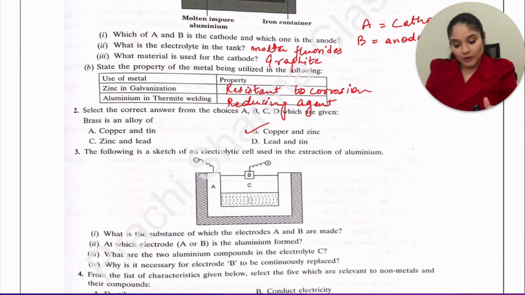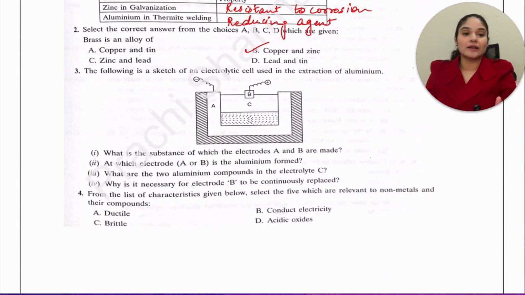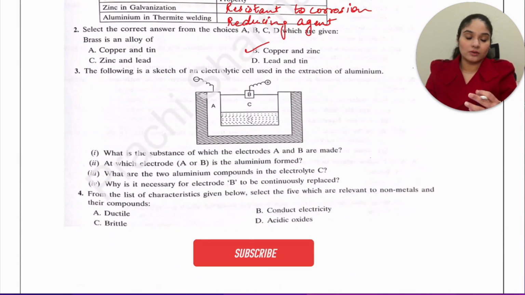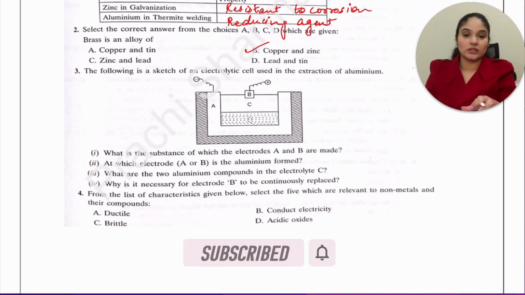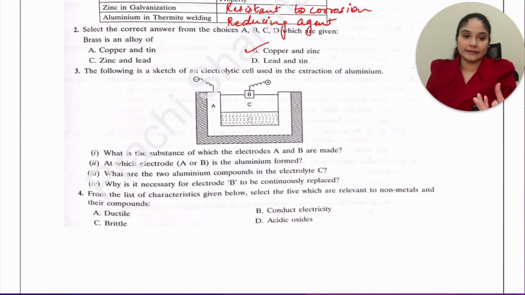Now moving on to question 3. Now question 3 is again a rephrased question, similar to what we just did in the first part. It is that question, just a different setup is made. But you can still understand it clearly if you have learned the process. So let's start. The following is a sketch of an electrolytic cell used in the extraction of aluminium. What is the substance of which electrodes A and B are made?